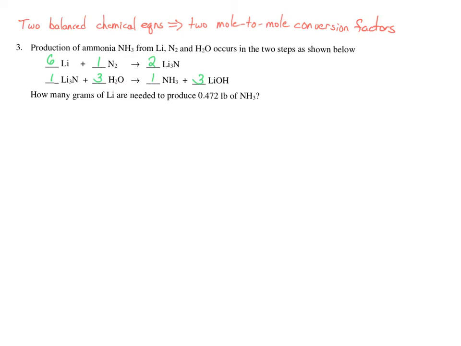The next step is to identify the chemical that's common to both of these balanced chemical equations. And that chemical here is lithium nitride. We see lithium nitride as a product in the first balanced chemical equation, and it's a reactant in the second balanced chemical equation. Our question statement asks us to compare lithium to ammonia.